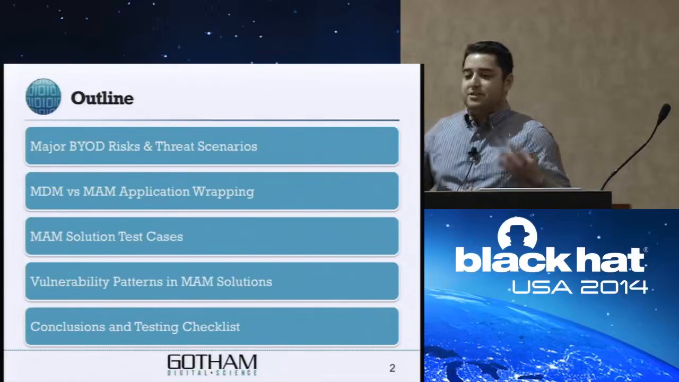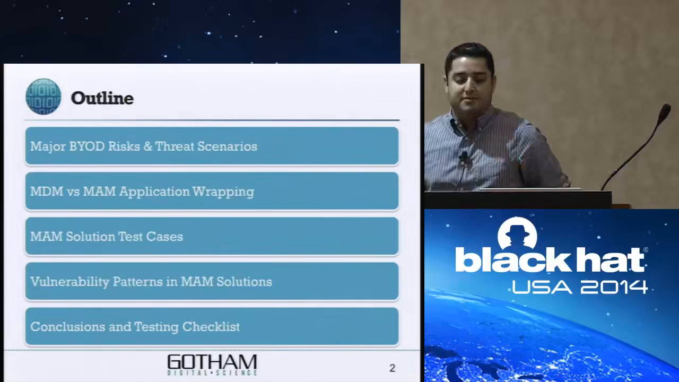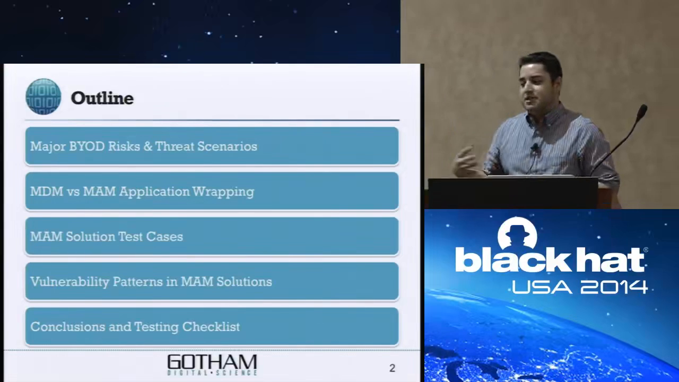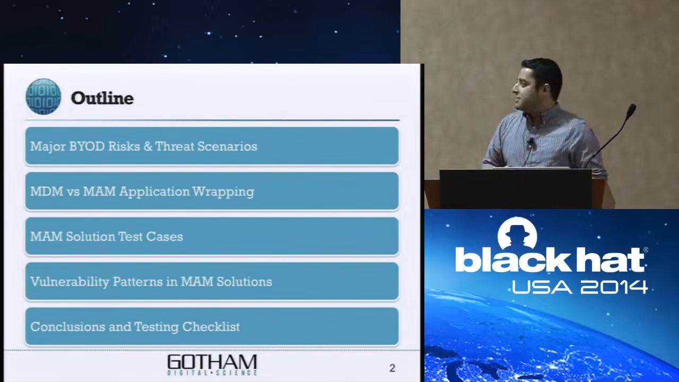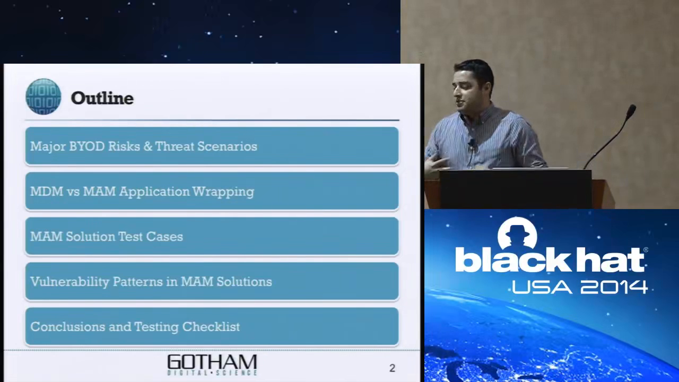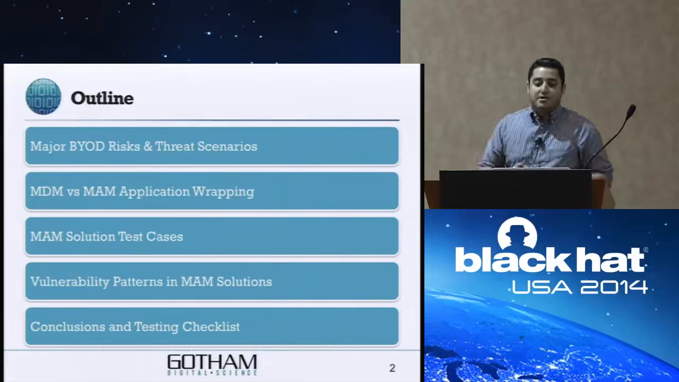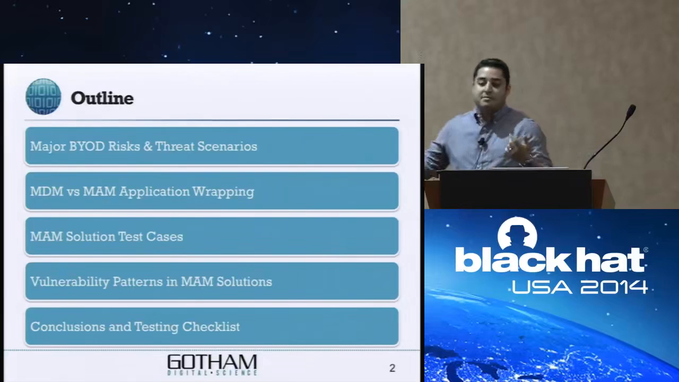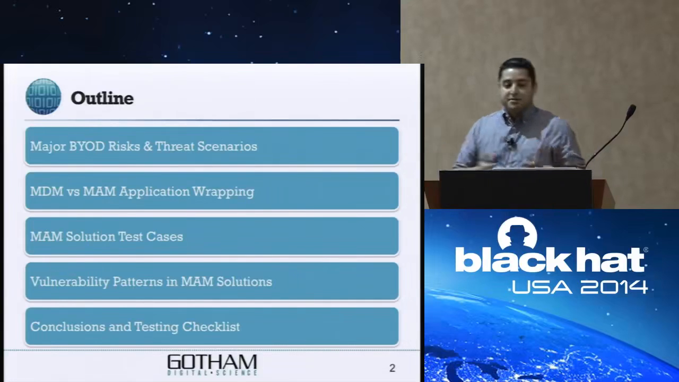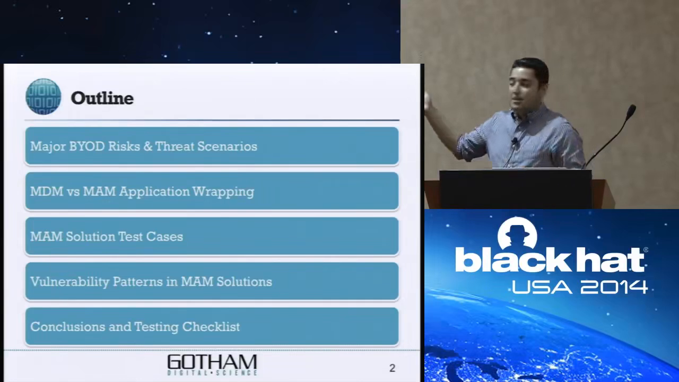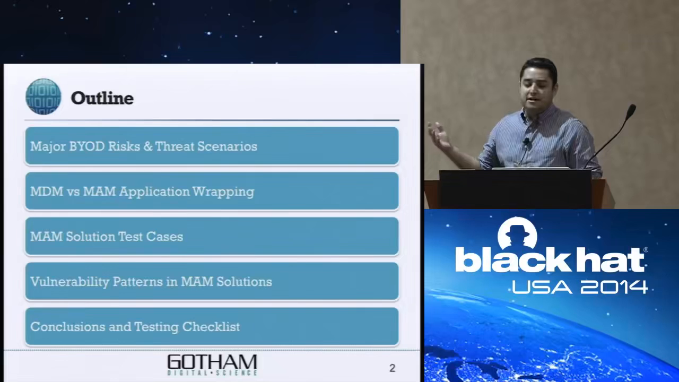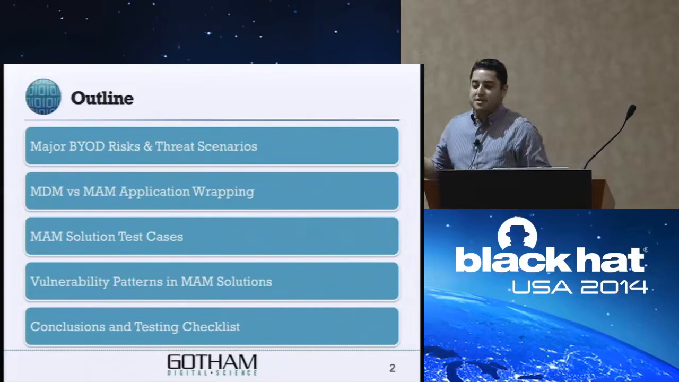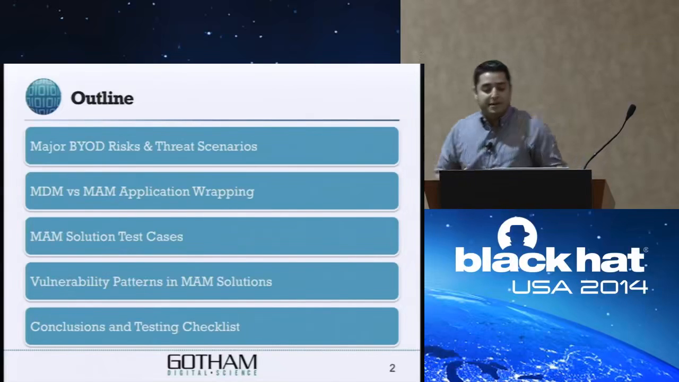All right, we have these solutions, different vendors, different types of solutions. How well do these actually protect against those risks? Then we do a quick comparison of, there's typically two approaches to BYOD. There's MDM and MAM. MDM is mobile device management, and then there's MAM, mobile application management. We'll compare and contrast on why MAM exists and what some of the use cases for it are.